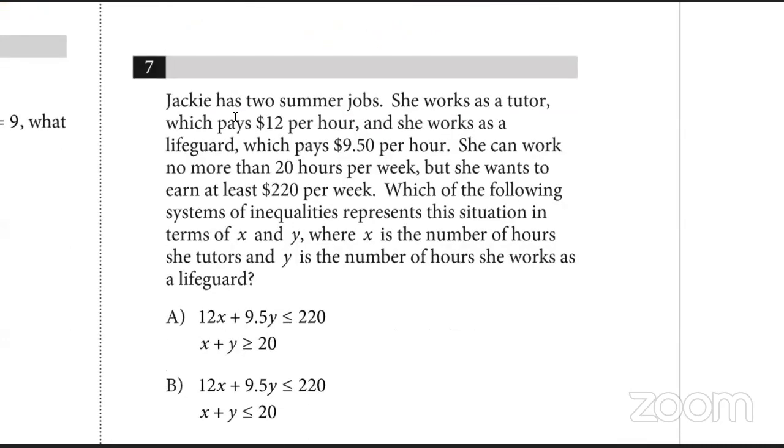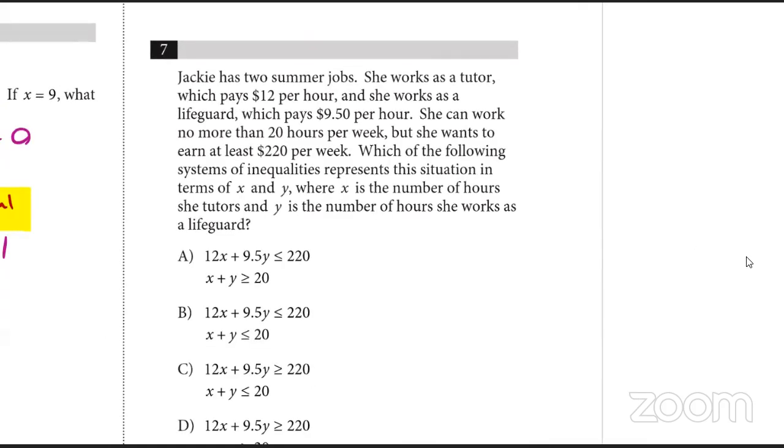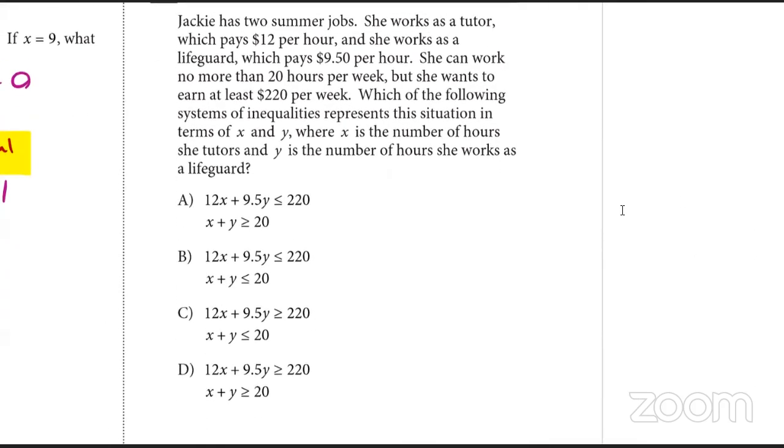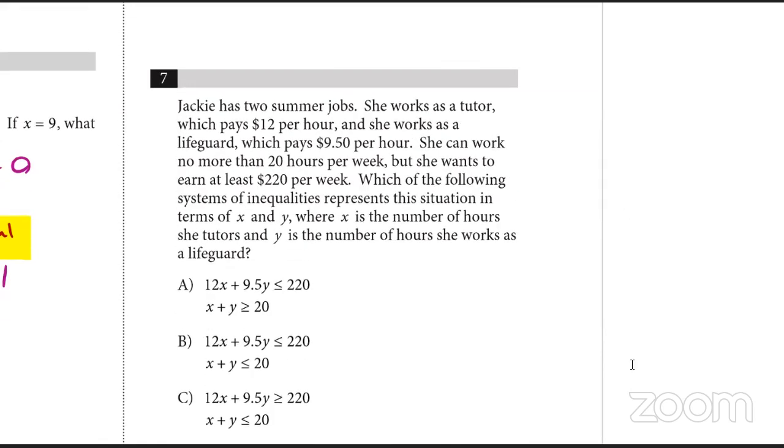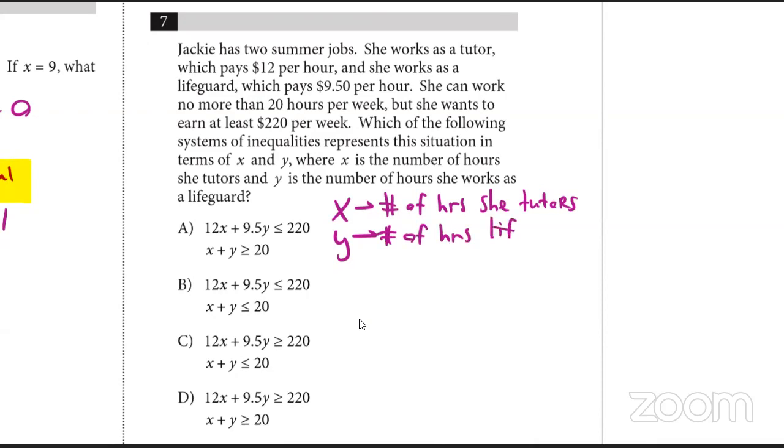Looking at number 7 now. This tends to be the kind of question that people think of as a word problem, but there are plenty of really long problems on the SAT. The longer the problem, particularly if it's a system of equations, like where they're telling you X stands for this and Y stands for that, you want to be really firm on what they're talking about. So it doesn't hurt to write it out. X is the number of hours she tutors, and Y is the number of hours she spends as a lifeguard.